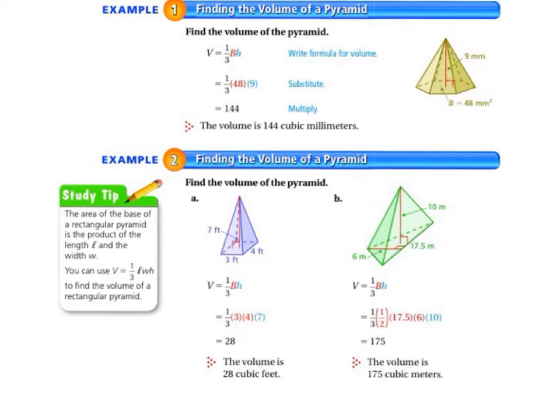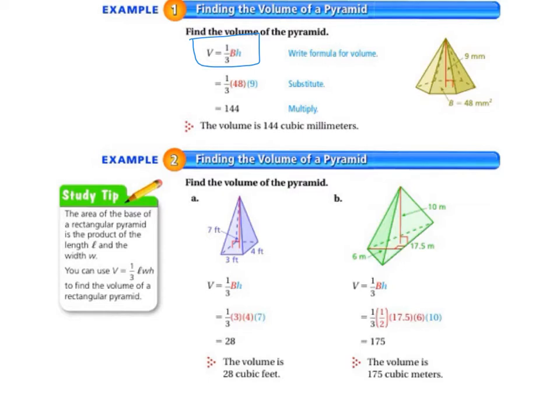Example 1, finding the volume of a pyramid. Find the volume of a pyramid. Our volume formula for a pyramid is V equals 1/3 capital B times H. So write the formula for volume and then you substitute in.